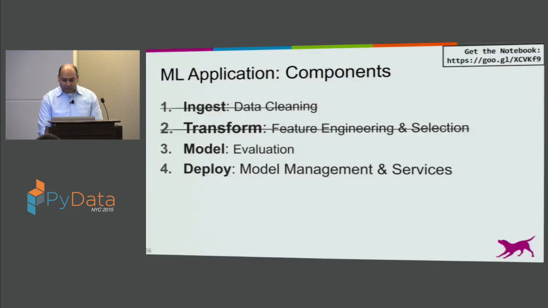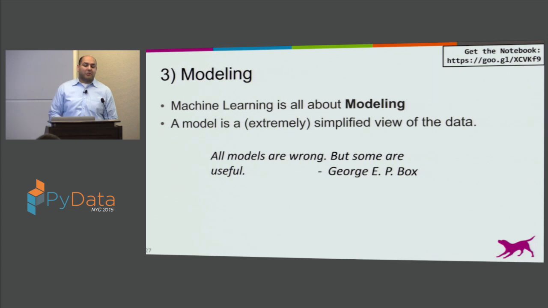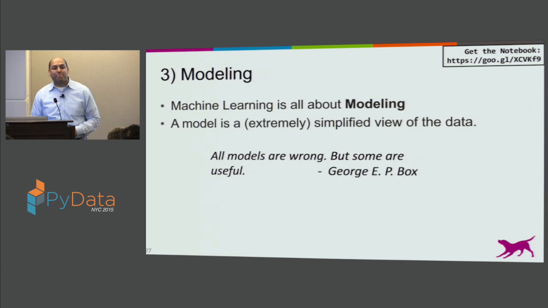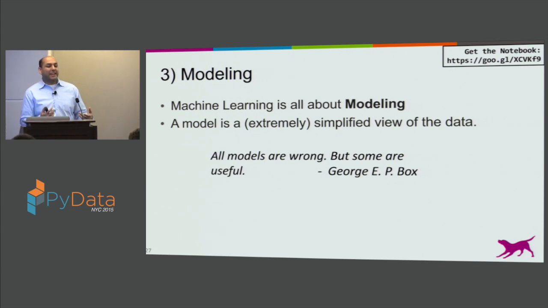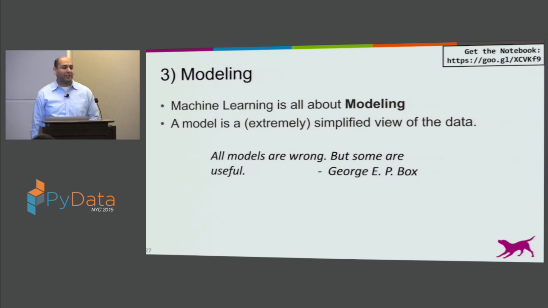Let's talk about the actual machine learning model, the model that we want to train. So modeling is that core component of anything you're doing with machine learning. A very simple way of thinking about it is a model is a simplified view of your data. So you're thinking of a simplified representation, a way you can consider your data in a more simplified form than actually using all of your data. And I like this quote, all models are wrong, but some are useful. That's a good guiding principle when you're thinking about modeling.